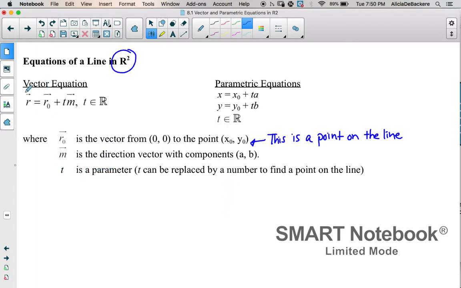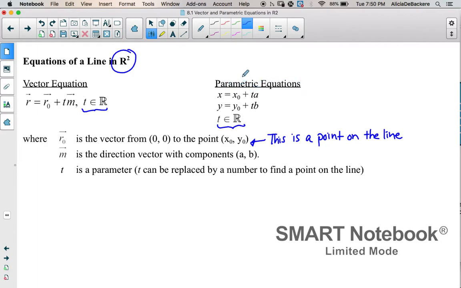Now, in order to figure out any given points, I'm going to have some point on the line plus t times the direction vector. In order to figure out any point on the line, I can just replace the t with any number that belongs to the set of real numbers, and I'll find a point on the line. So I'm keeping that in mind here. When you state the equation of a line, notice that it does include defining the parameter as belonging to the set of real numbers. That is part of the equation.